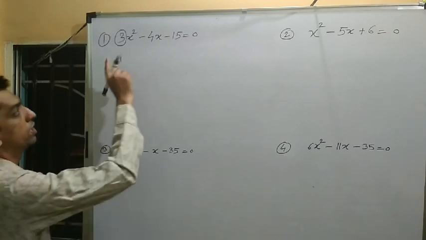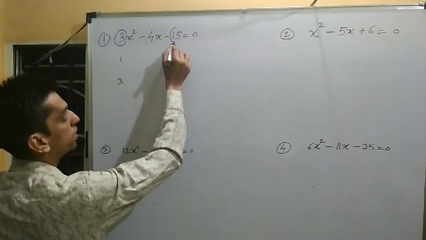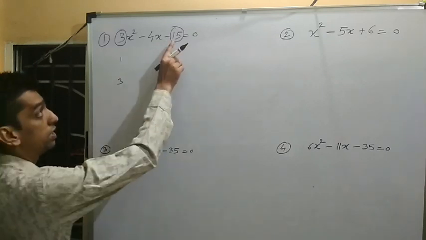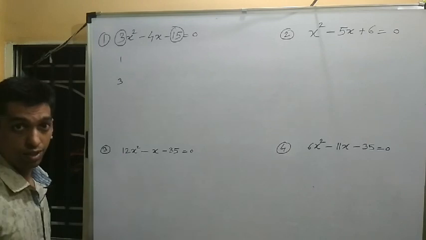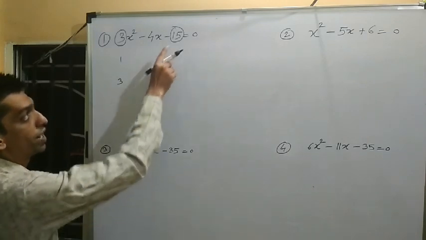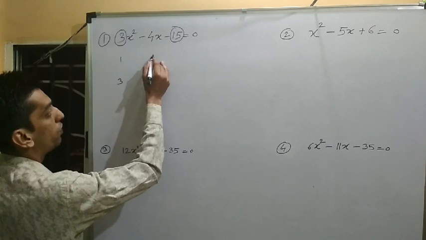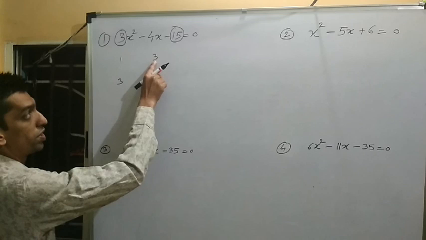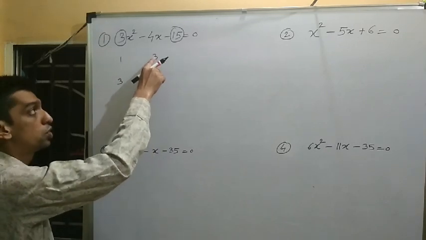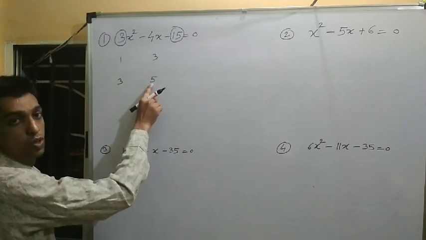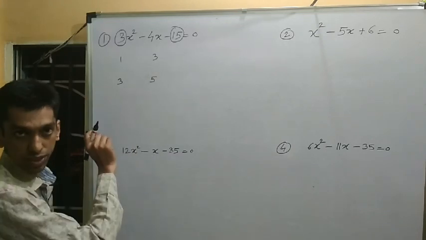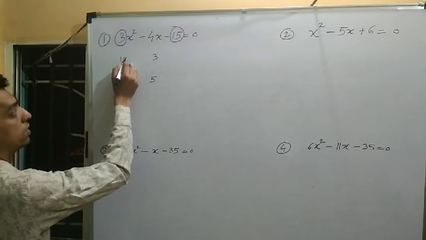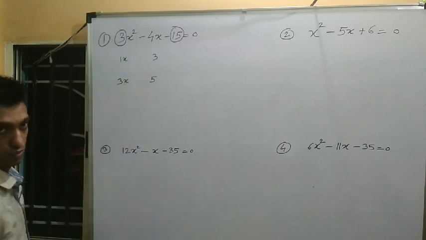In the next step, we have to take the constant term of the given equation. Here the constant term is 15. Find its factors. The factors of 15 are 3 fives are 15. Again, the smallest one should be written on the topmost side and the highest one on the bottommost side. Okay.